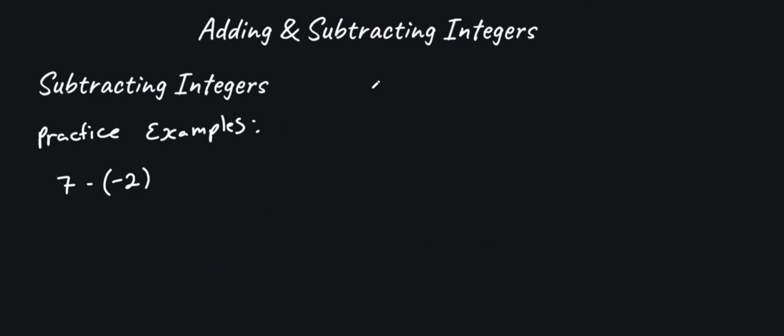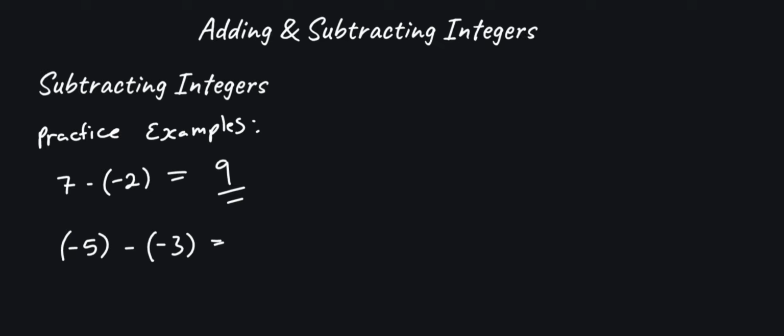So let's work on some practice examples. The first one says 7 minus -2. In this case, we have different signs, so we're going to add them and keep the sign of the greater number. So 7 plus 2 is 9. Which number is bigger between 7 and 2? Well, it's 7. And what's the sign of 7? Positive. So this here would be positive 9.